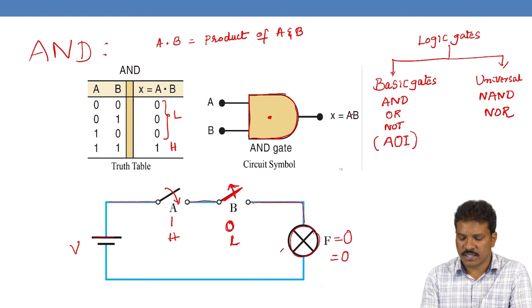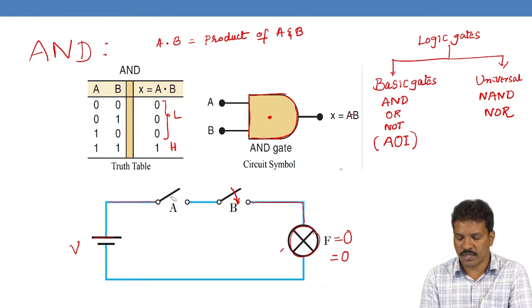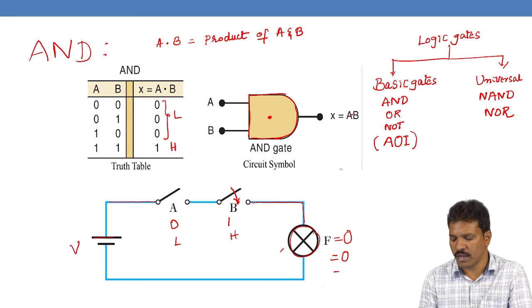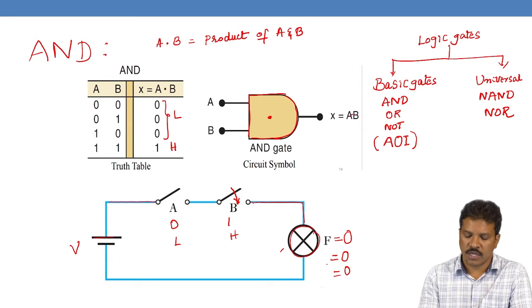And if you exchange this condition, with A open and B closed: A is open, so it is logic low, and B is closed, so it is logic high. Even though B is logic high, due to A the entire circuit is open circuit, so again the output is 0.